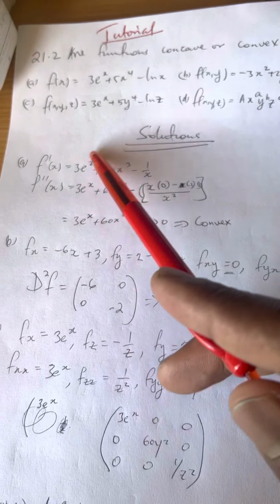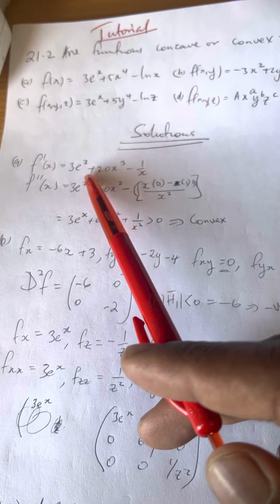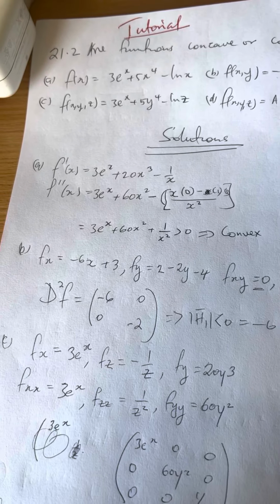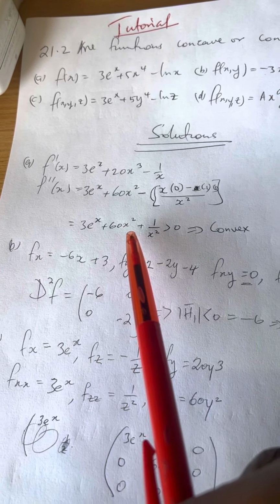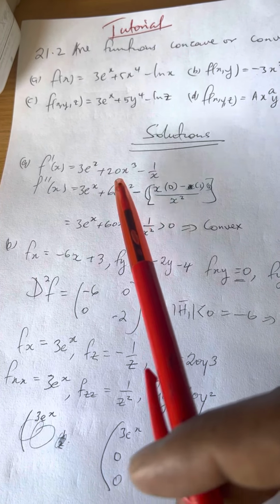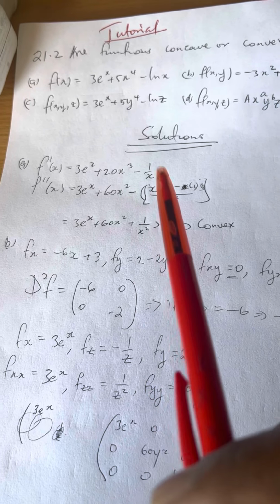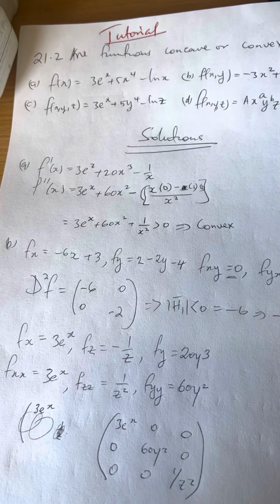So as you can see there under solutions, we have the first derivative for f of x, where the first term remains, just 3 times e to the power of x. The derivative of e to the x is just the same thing. So 3 there is just a constant, plus the derivative of 5x to the power of 4, which gives you 20x cubed, minus 1 over x, since the derivative of ln x is just 1 over x.